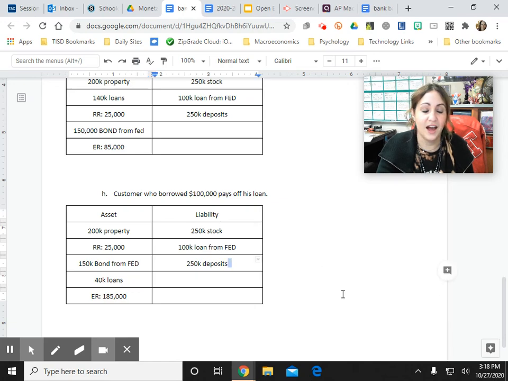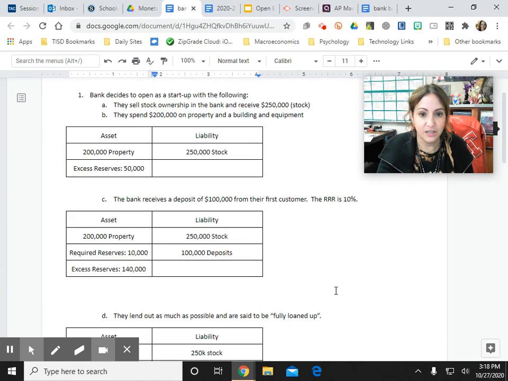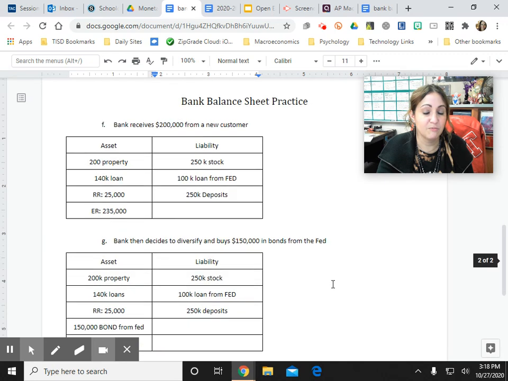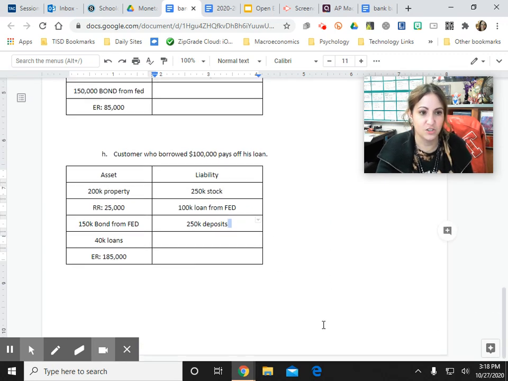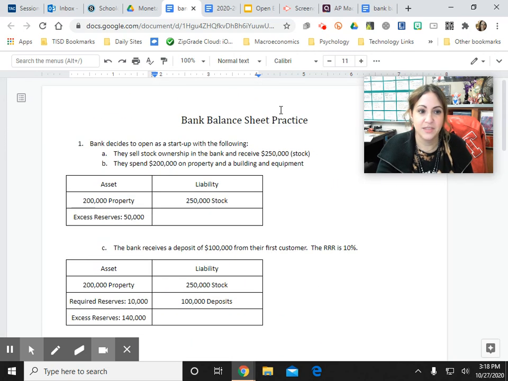So I know it's a little complicated, it's a little wordy, but we're going to be doing a little bit of practice, like one more little FRQ practice just to show you how it works. But this is bank balance sheets, a little bit of stock, a little bit of assets, liabilities, who owns what, how much, where's it coming from. It's a whole little puzzle. At the end of the day, it's not difficult. It's just a little bit tedious.